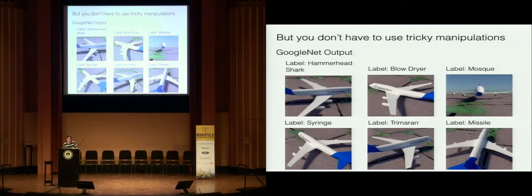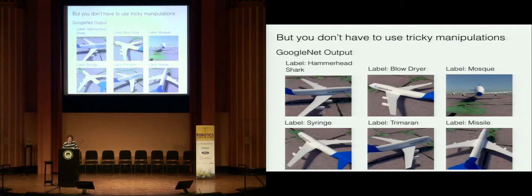As it turns out, my lab has found you don't really need to use tricky manipulations to fool convolutional neural networks. You can do things like synthesize objects in many novel configurations, and it's not terribly difficult to get the classifier to make outrageously ridiculous mistakes.